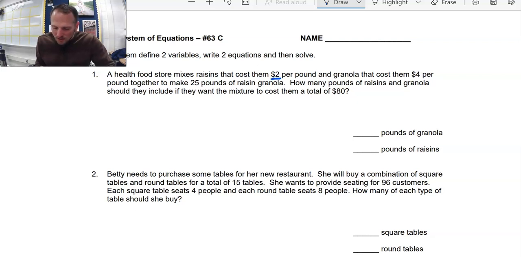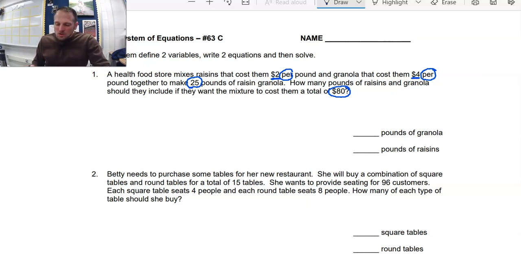I see $2. I also see the word per. That's very, very important. Remember, each, every, and per mean to multiply. So I'm gonna erase that because I kind of covered that up a little bit. So per, I see $4 per pound, together to make 25 pounds. That looks like math. And 80 also looks like math.